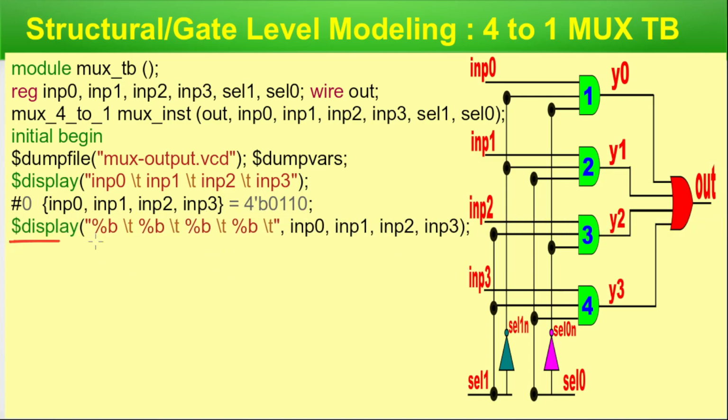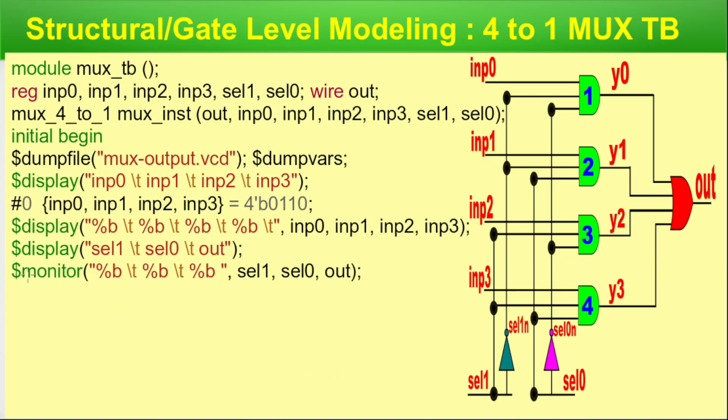Next we have the $display command. Here we are also using tab separated values. However, here we use the column names. We are printing the column names input 0, input 1, input 2, input 3. Next we have the column names for cell 1, cell 0 and out. These are also tab separated, as you can see, for a better viewing experience. Next we have the $monitor. This is a dynamic kind of printf operation which keeps on monitoring these values. If any one of them changes, it gives a printout as per this entire command.